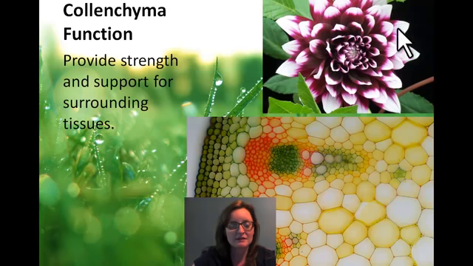The other part of collenchyma's function is that it has support for the surrounding tissues. So here we have a huge reproductive structure, this giant flower of a dahlia. And a dahlia has a ginormous flower. It's very heavy, lots of petals, and that takes some support to hold a plant or flower up like that. So here, if we look at the collenchyma in the dahlia stem, we can see that these thick, uneven cell walls are helping provide more support to keep the flower and the stem standing straight up.